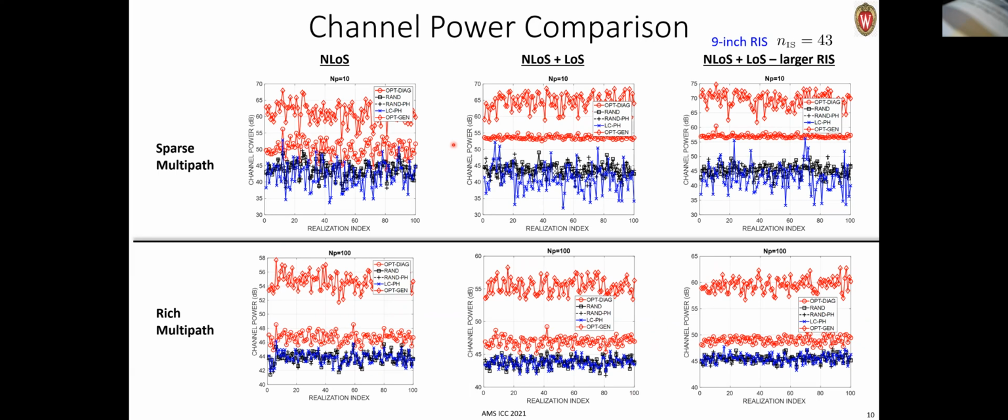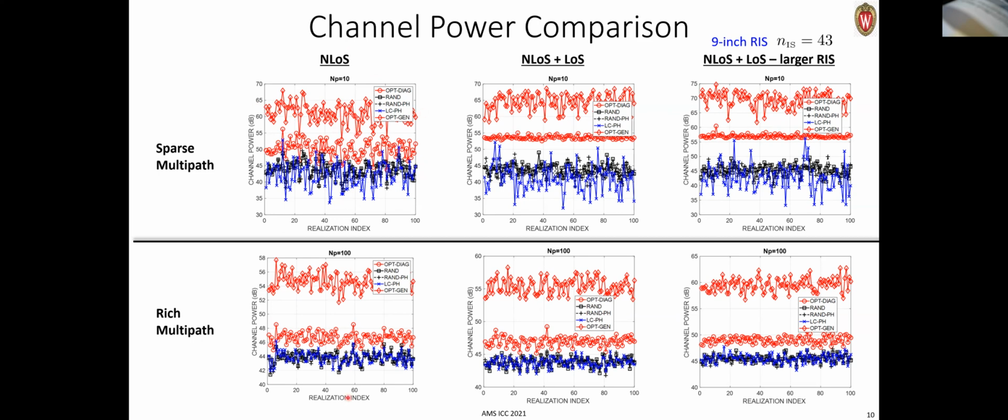So here is the channel power comparison. The columns are non-line of sight, non-line of sight plus line of sight, and non-line of sight plus line of sight corresponding to the larger RIS. So these are the columns. Top row is sparse multipath, bottom is rich multipath. If you look at the non-line of sight component, you can see that the low complexity phase only and random baseline designs have about the same channel power. These are the realization indices of the channels. Whereas the optimum diagonal has higher power, which is expected, and the optimum general has the highest power.